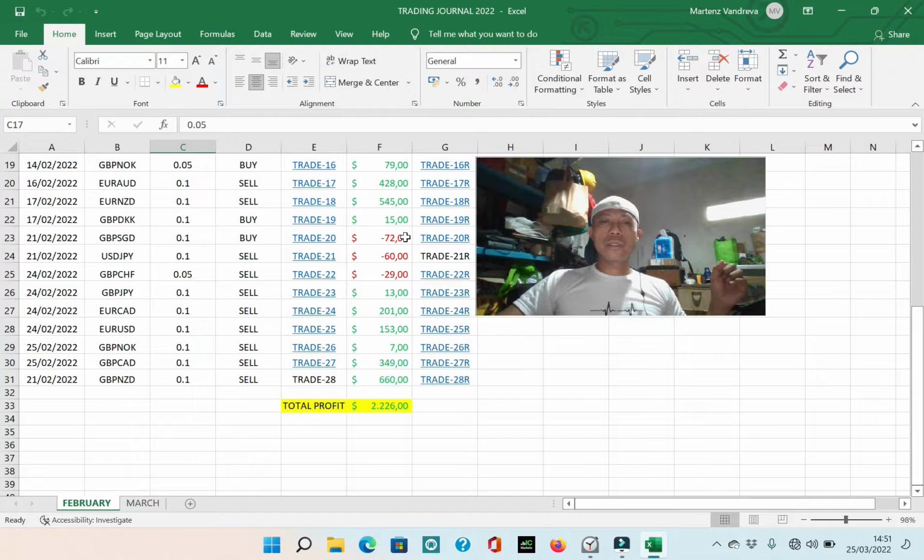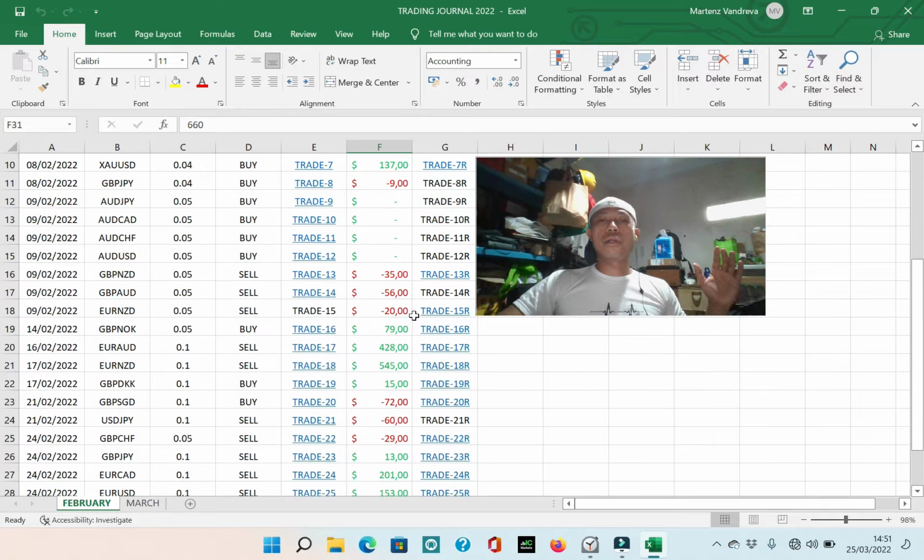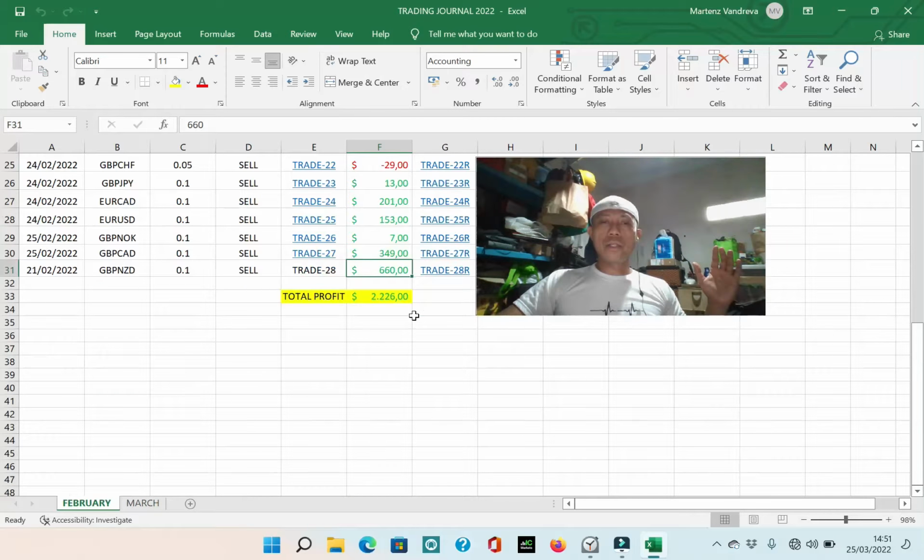These are the several last trades that I made, really quite handsome profits: $200, 150, 153, 349, and $660. So the total profit that I made is $2,226. That is from the month of February.